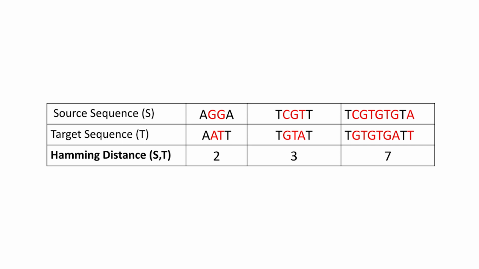The third case is where the length of the source sequence is 9 and the length of the target sequence is 9, but only 2 characters are matching and 7 characters differ. So, the differences from the 7 characters is nothing but the Hamming distance between the source and target.